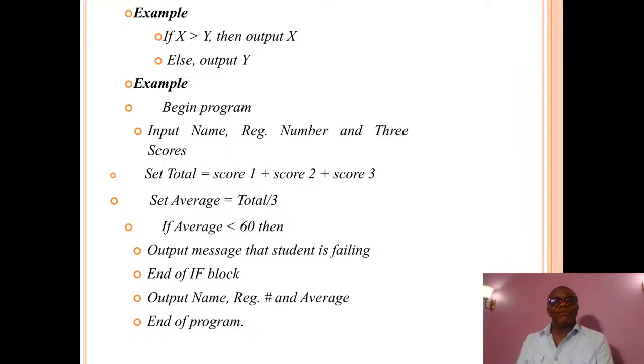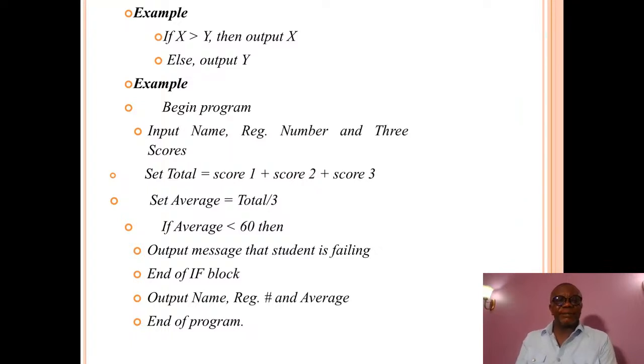It can go further to be a more lengthy description. Example 2, begin program. You want to start. Then input name, registration number, and 3 scores. You have not written a program, but you will use it to know what to do next.